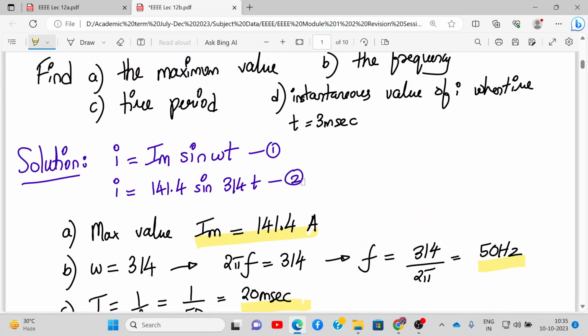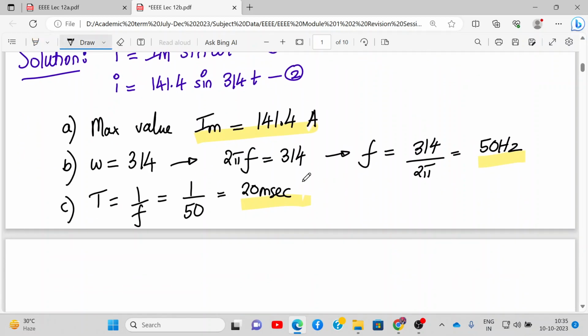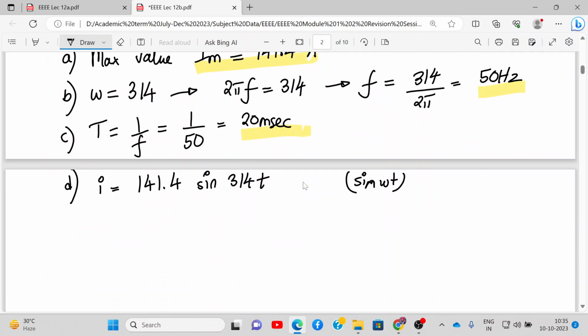Now we have to calculate the instantaneous value when the time is 3 millisecond. So let me rewrite this. I is equal to 141.4 sine of 314t. Now this is written as sine omega t. But actually, if we want to calculate this value, we need to convert. And the time is given. t is given as 3 millisecond. So it is 3 into 10 to the power minus 3 seconds. All right. So what I'm saying is we need to convert this. I'll rewrite this as follows.